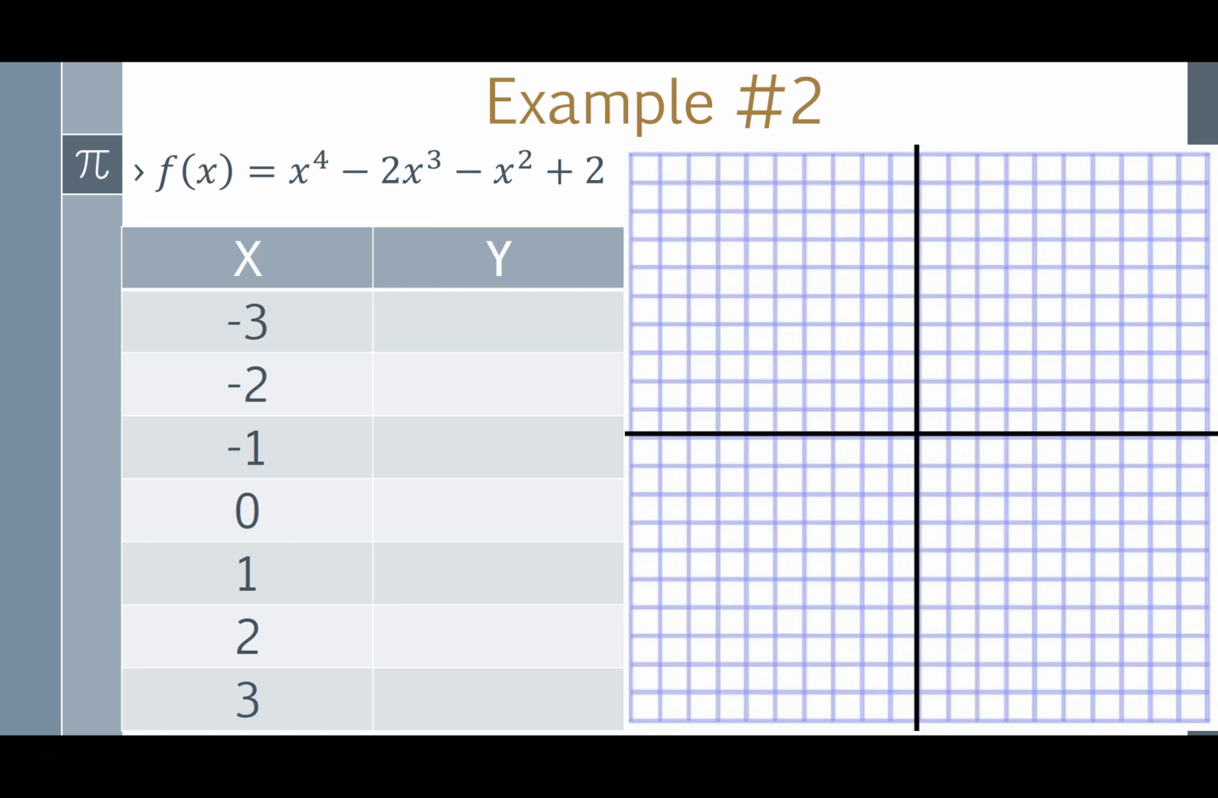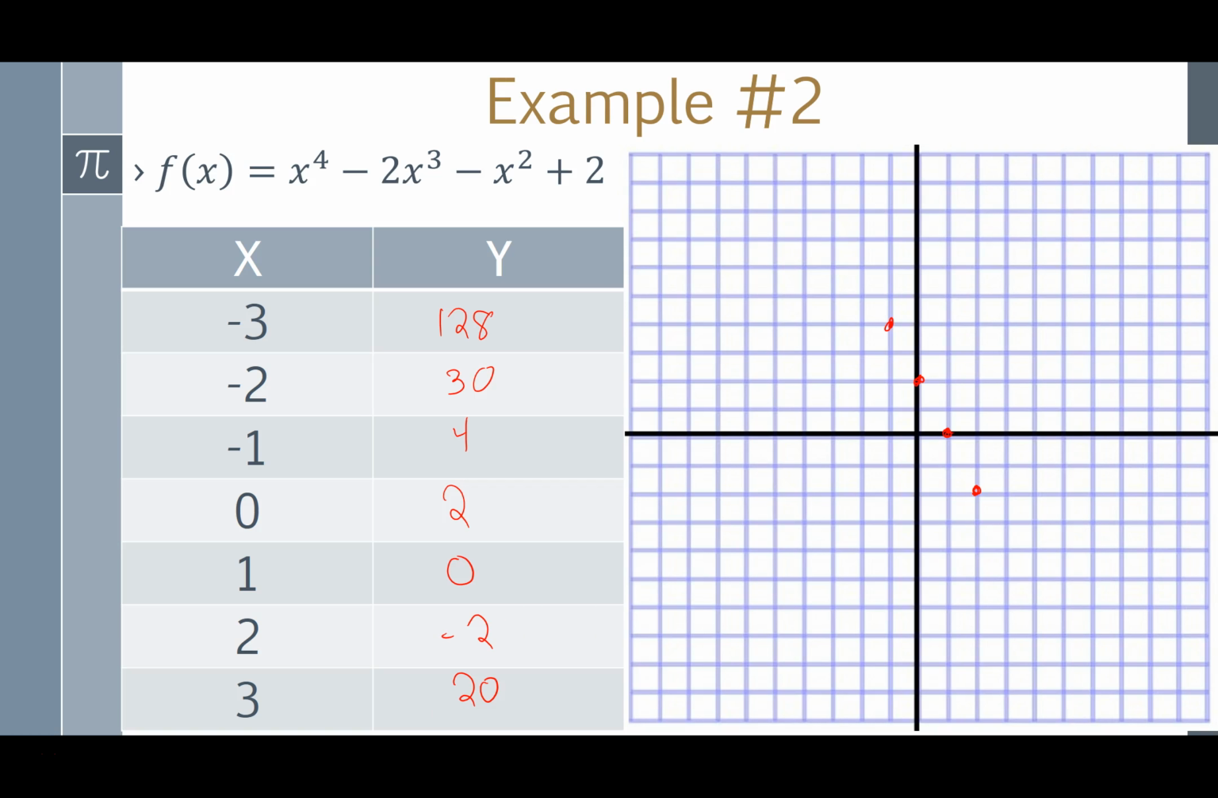So for the next one, we have x to the 4th minus 2x cubed minus x squared plus 2. And again, we're doing our table of values from -3 to 3. We'll have 128, 30, 4, 2, 0, -2, +20. So we can't plot the double-digit numbers, so we can plot -1, 4, 0, 2, 1, 0, 2, -2.